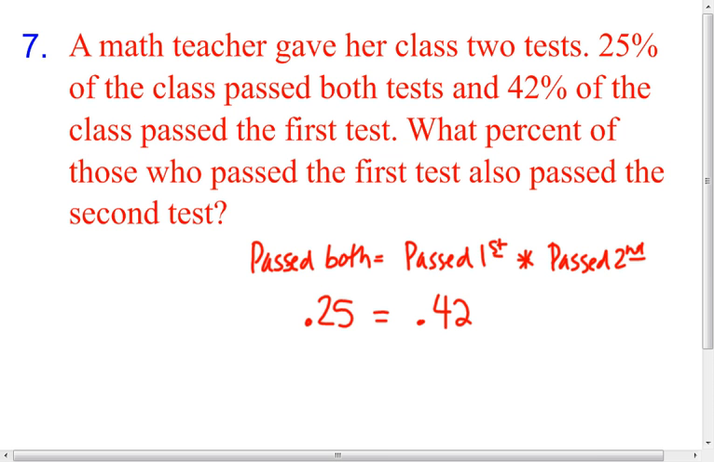And the question is, I don't know what this is. I don't know how many people passed the second test, but I'm going to take 0.42 times x and figure out how many people passed the second test. Okay, so to solve for x, I would divide by 0.42, and I would get about 59.5% of people.